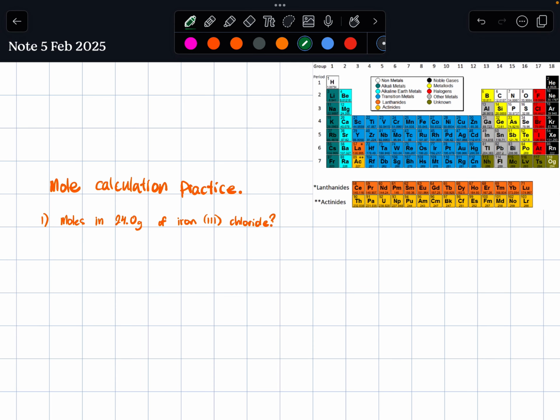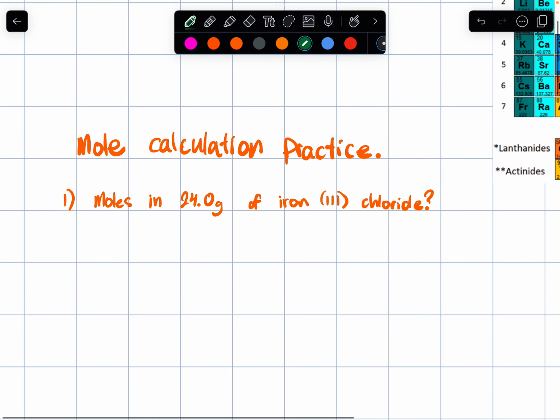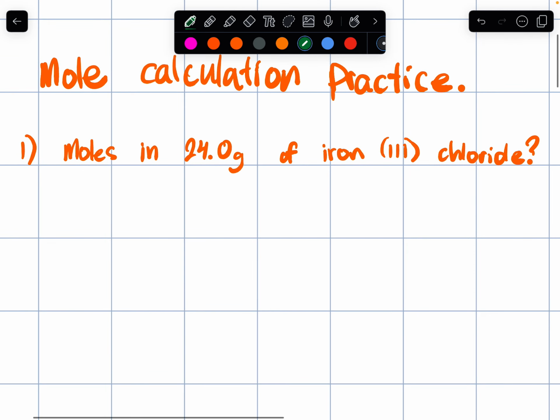Hello Angel, I'm going to try go through some mole calculation practice questions, like 2 or 3, just to make you a little more comfortable with doing them, and I'll be around tomorrow if you need any help with any further questions. So this first one is saying how many moles are in 24 grams of iron 3 chloride.